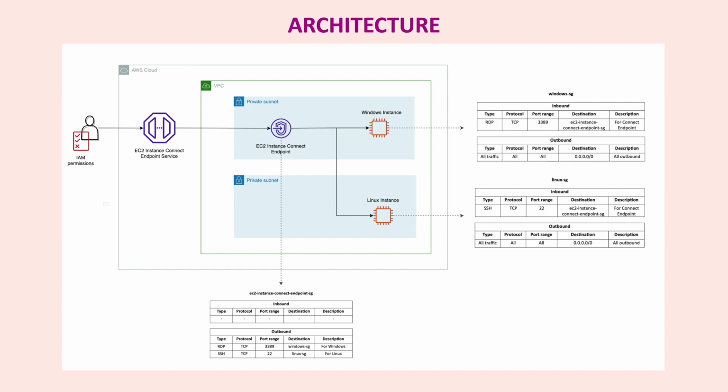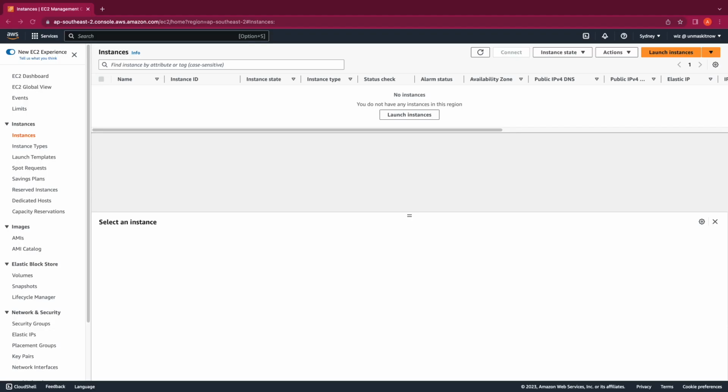The end user will need to have the necessary IAM permissions, which I will link in the description below, so that they can interact via the AWS console or CLI to create a secure tunnel to the EC2 Instance Connect endpoint service that resides in the AWS cloud. This will then enable you to RDP or SSH to your instance from your local machine via the CLI or from the AWS console in the case of a Linux instance. Let's switch over to the demo.